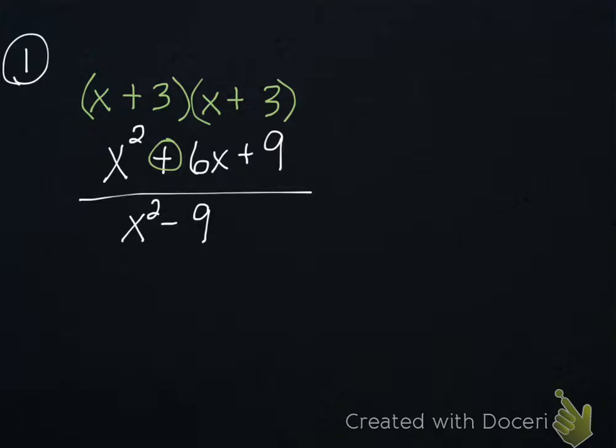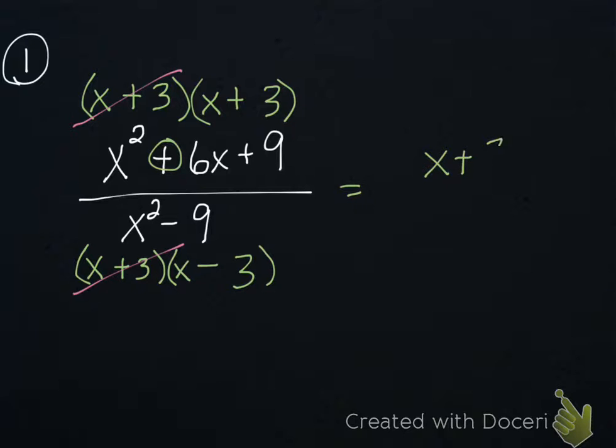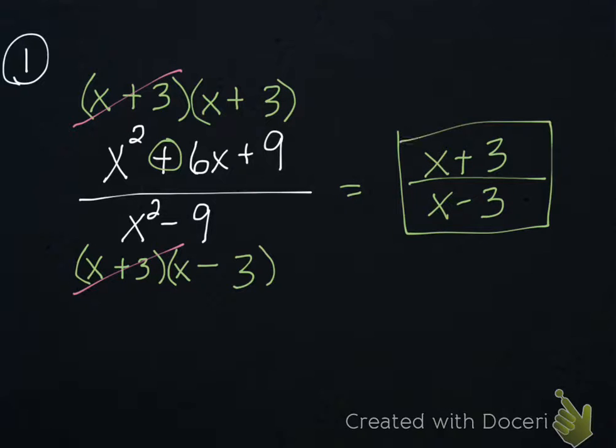Now for the denominator. This is perfect squares. So I have the square root of 9. That's easy. It's 3. So I have the plus 3 and the minus 3. Now cancel. Remember, you only cancel if it's the exact same top and bottom. So our simplification would be x plus 3 over x minus 3.